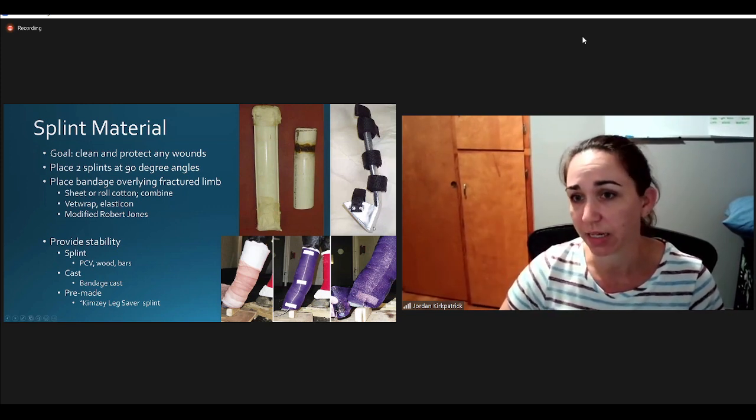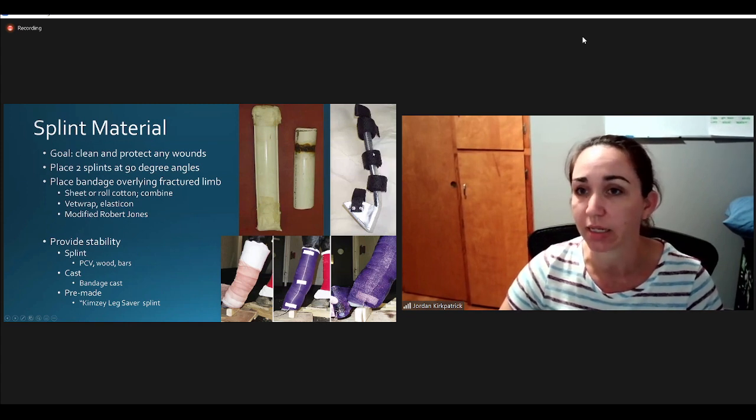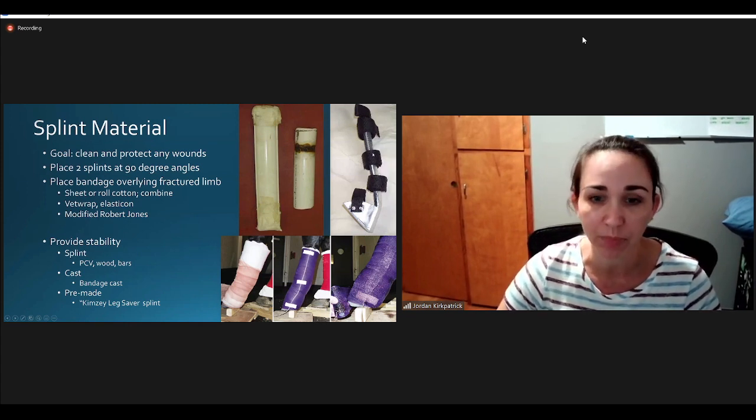This is a Kimsey leg saver splint. They have ones that are made for the front leg and the hind leg. You can see this one coming down has a bent angle. So this is used on the hind limb. And you put a bandage on and then put their foot in here and then use these Velcro straps to strap it as tightly as possible around the bandaged limb.